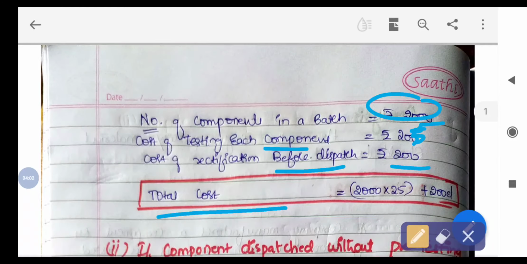So the total cost: if they are testing the product, 25 rupees will be charged, so 2000 into 25, plus the cost of rectification. If defective products are found, 200 is charged for rectifying, for correcting the product. We don't know how many defective products there are, so 200 into D. So this is the total cost in case of pre-testing before dispatching the product to the agents.